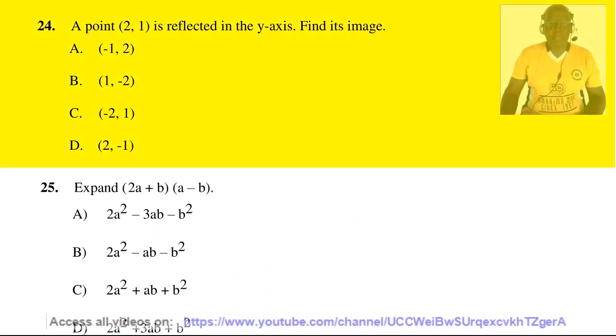Question 24. A point (2, 1) is reflected in the y-axis. Find its image. Possible answers. A. (-1, 2). B. (1, -2).